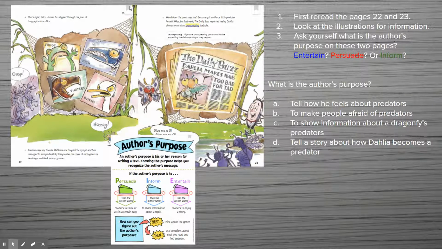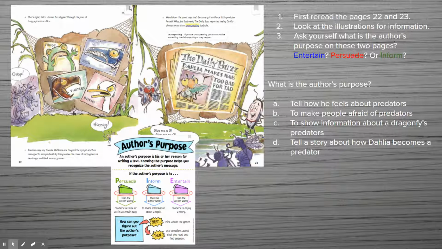That's right, folks. Delilah has slipped through the jaws of hungry predators like frogs, fish, turtles, ducks. Breathe easy, my friend. Delilah is one tough little nymph and has managed to escape death by living under the cover of rotting leaves, dead logs, and thick swamp grasses. Word from the pond says she became quite a fierce little predator herself. Why, just last week, the Daily Buzz reported seeing Delilah chomp away at an unsuspecting tadpole.